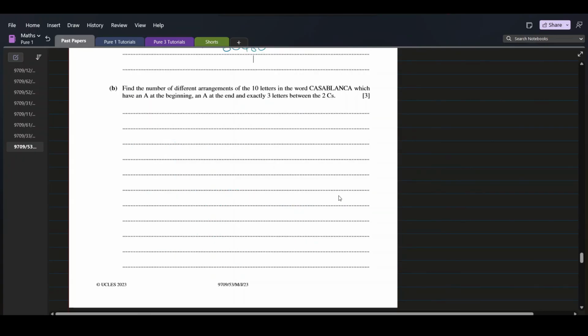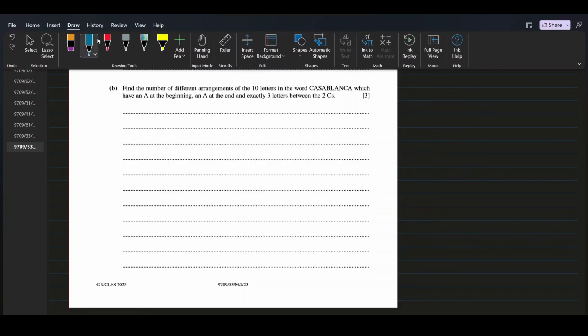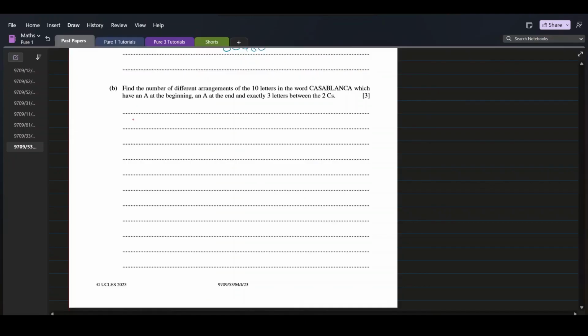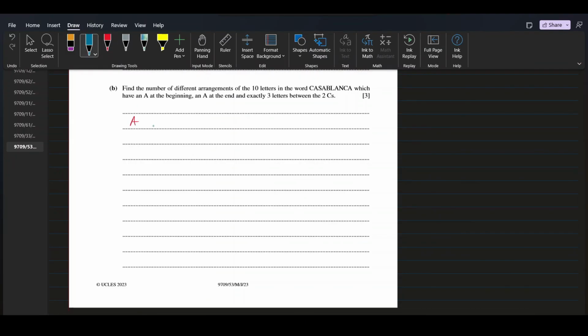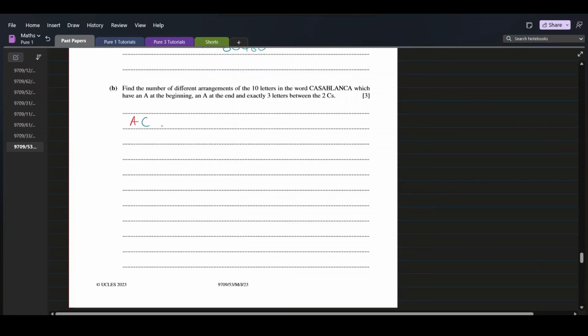Part B. Find the number of different arrangements of the 10 letters in the word Casablanca which have an A at the beginning, an A at the end, and exactly 3 letters between the two C's. Okay, let me use a red color to represent the A at the beginning, and then we've got a C. And then here we should have 1, 2, 3 letters between, and then a C.